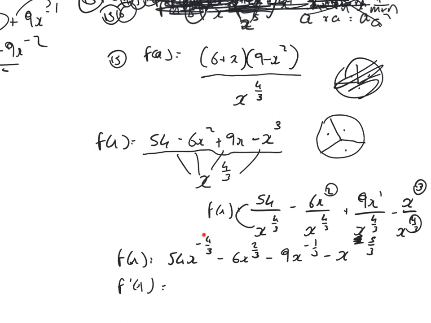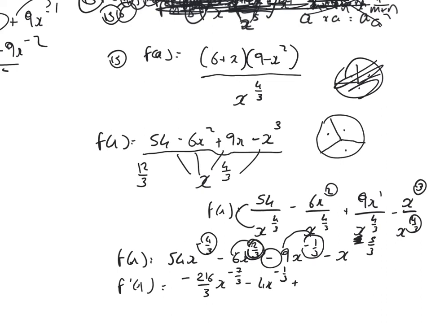So minus 4/3 times 54. That's going to be minus 216/3, x to the minus 4/3, take away 3/3 is minus 7/3. 2/3 times 6 is 12/3, but 12/3 is just 4, so that's 4. And then x to the 2/3, take away 3/3 is minus 1/3. You get minus 1/3 times minus 9, so it's going to be 1/3 times 9. 1/3 of 9 is 3, so it's going to be plus 3x to the minus 4/3.